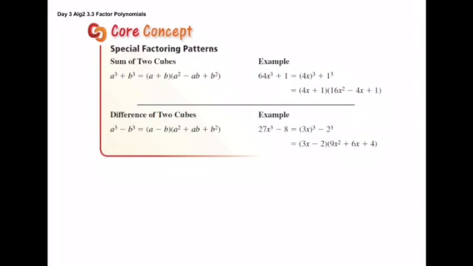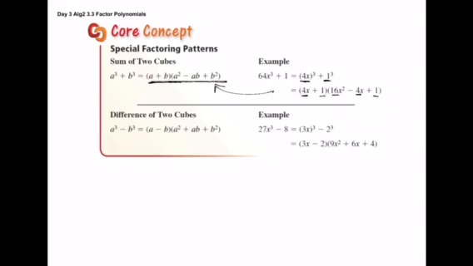So when we are factoring the sum of two cubes, we use the formula a cubed plus b cubed is equal to a plus b times the quantity of a squared minus ab plus b squared. So you can see that our a in this case would be 4x, our b in this case would be 1, and you're replacing your a's and your b's with where they go in the equation.